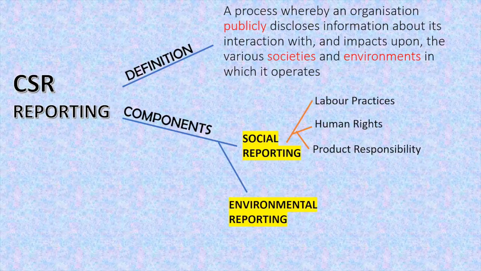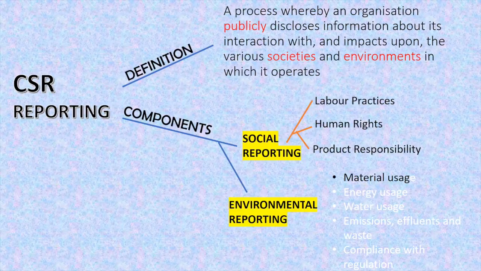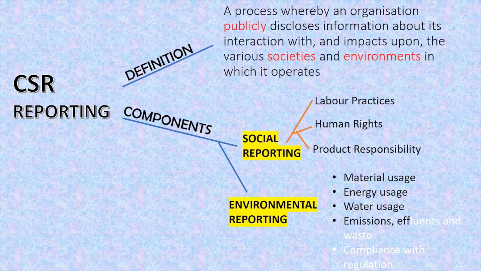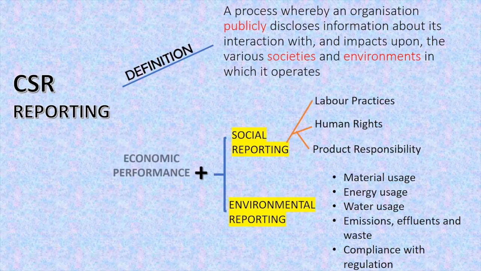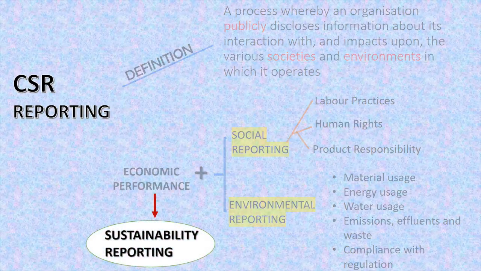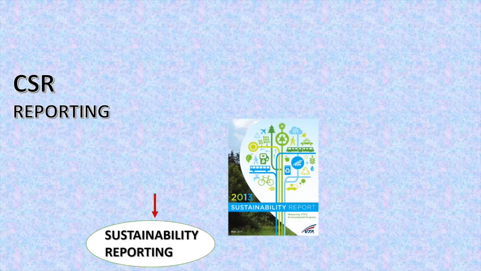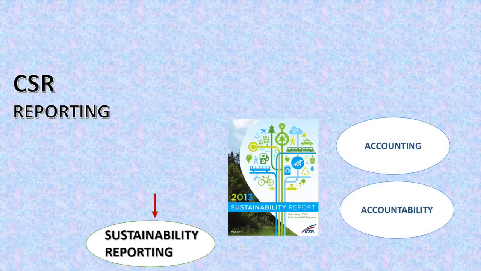Meanwhile, environmental reporting is a component of CSR reporting which could include the provision of information about such items as material usage, energy usage, water usage, emissions, effluents and waste, and compliance with regulation. Both social reporting and environmental reporting, together with economic performance reporting, are the components of sustainability reporting. These sustainability reports are published by a company, and to prepare the report, there must be the application of accounting and accountability, where it is a duty to provide accounts on those actions.